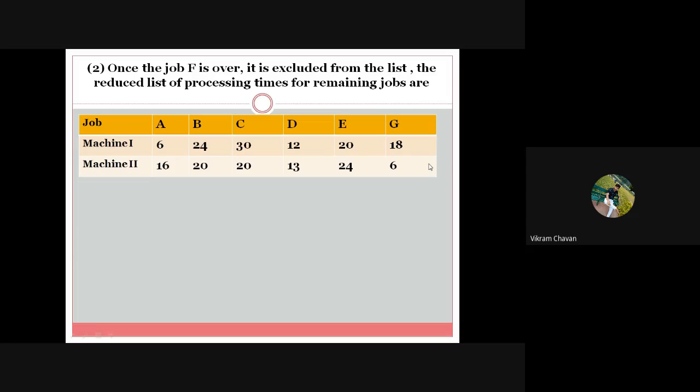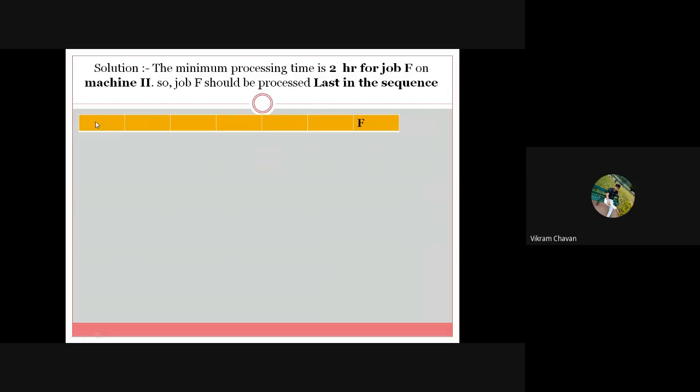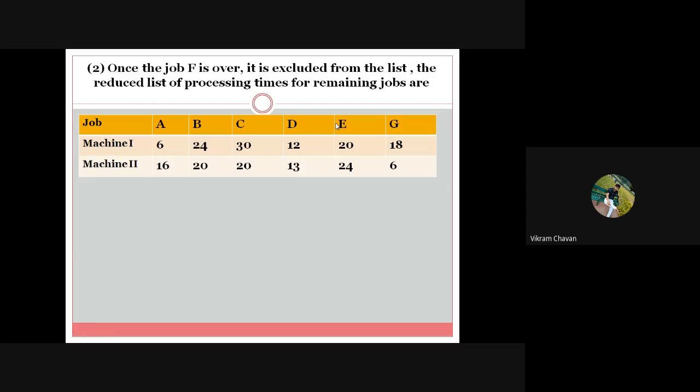So in the sequence, job number A should be given the first priority. Now here, out of these 6 remaining blocks, we have to provide the sequence. Job number A is having 6 hours as a processing time, which is the lowest one, and also job number G is having the lowest processing time of 6 hours. But job number G is having the lowest processing time for machine 2. So this G job should be given the lowest priority, whereas job number A is given the highest priority.